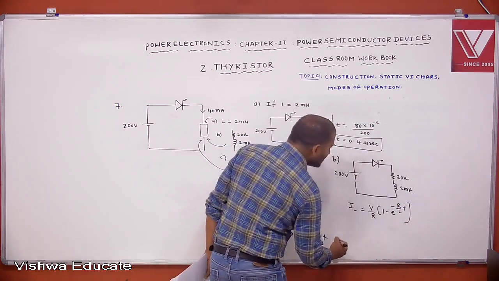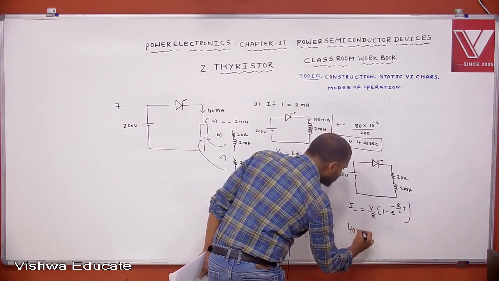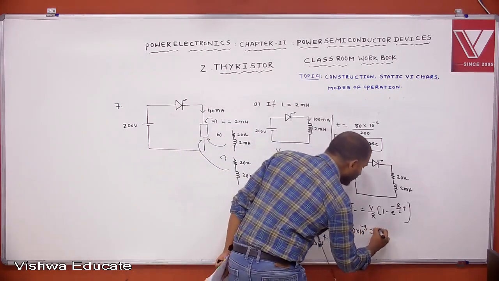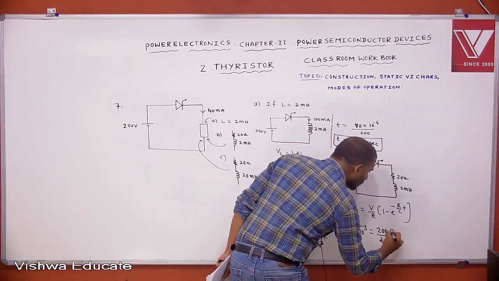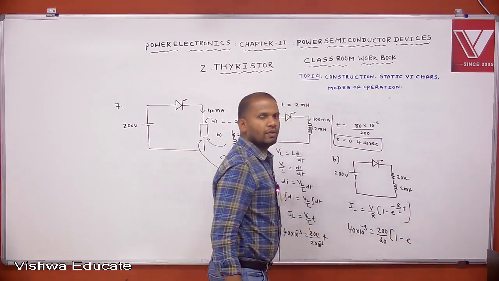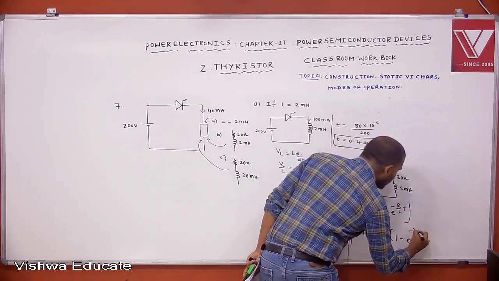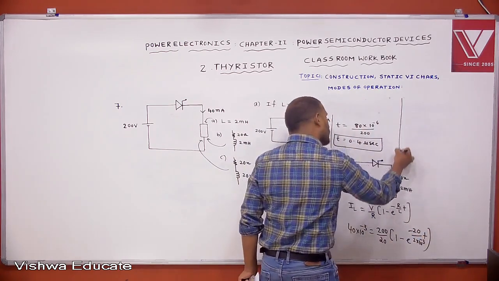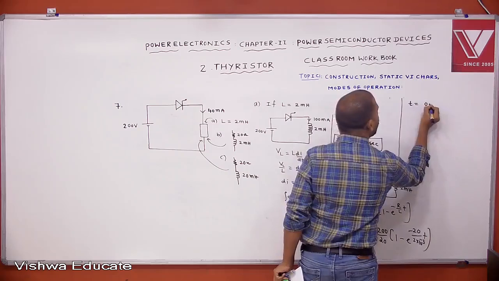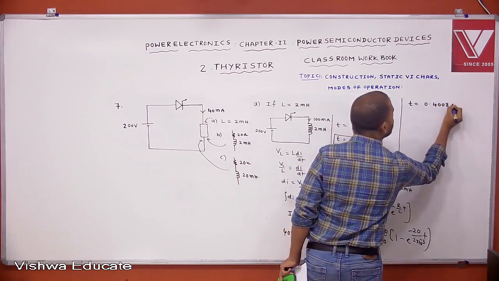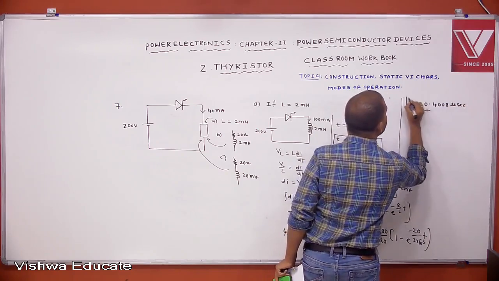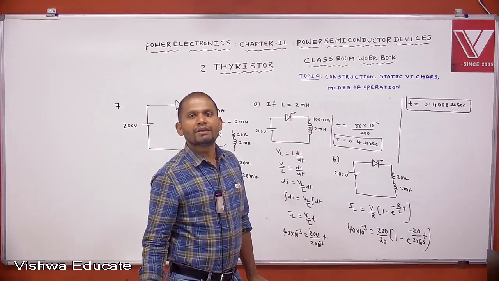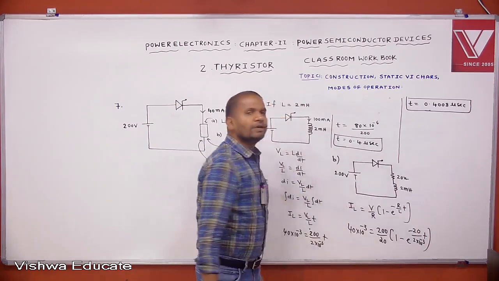What is the latching current? It is 40 milliamperes. Supply voltage is 200. That is 200 by 20 into (1 minus e to the power of minus R by L into t). R is 20, L is 2 millihenry into t. If you solve this, we get t equal to 0.008 microseconds. This is the minimum gate pulse width required for reliable turn on of the SCR if it is connected with 20 ohms and 2 millihenry.